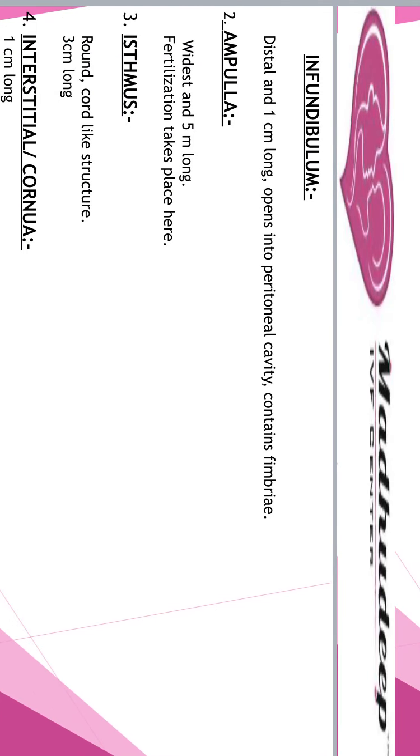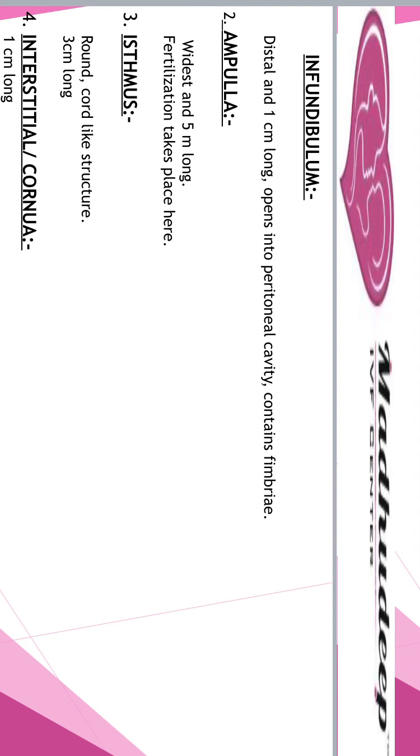The infundibulum is distal and 1 centimeter long, opens into the peritoneal cavity and contains fimbria. Fimbria is the organ that carries the egg from the ovary to the uterus. So in short, the fallopian tube acts as a transport for the egg from the ovary to the uterus. The ampulla is the widest part, 5 centimeter long, and fertilization especially takes place here.